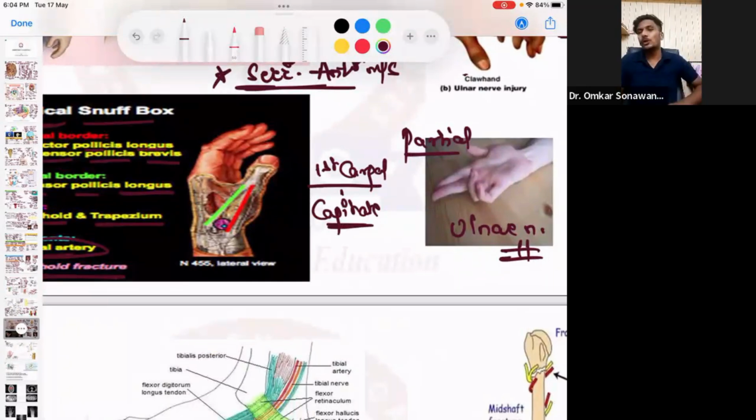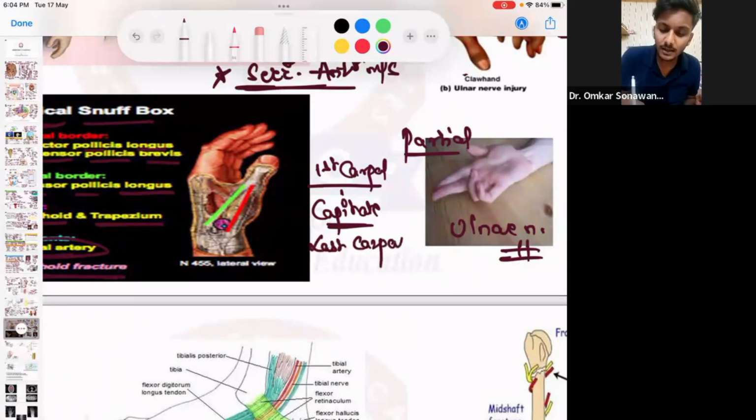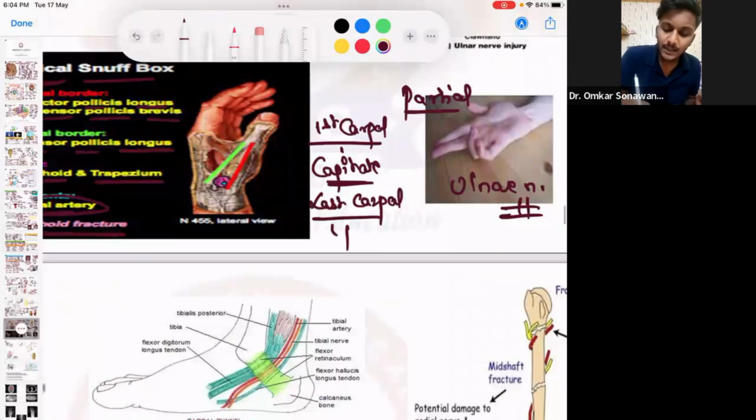The second carpal to appear is hamate. The last carpal to appear is pisiform. And as we know, pisiform is a sesamoid bone.